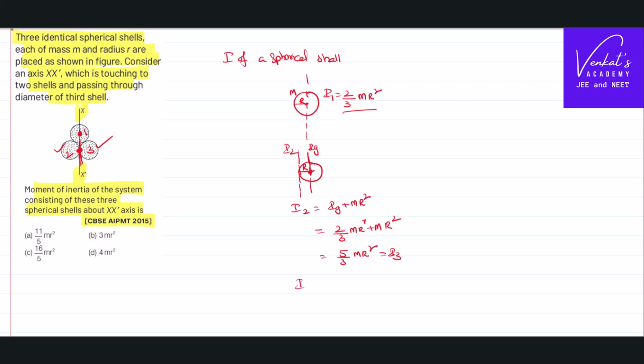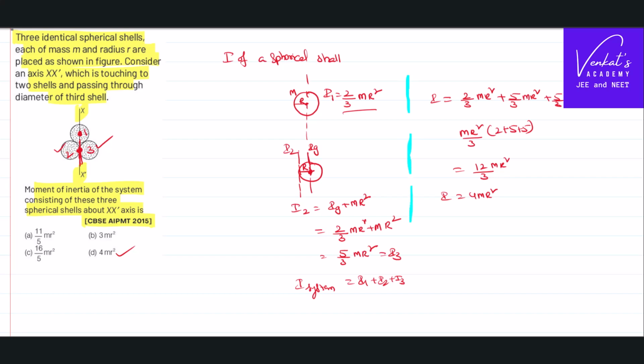So the total moment of inertia of the system is I1 plus I2 plus I3. How much is that? I1 is 2 by 3 mr square, I2 is 5 by 3 mr square, I3 is also 5 by 3 mr square. Taking mr square by 3 common, 2 plus 5 plus 5 is 12, so 12 mr square by 3, that is 4 mr square. So the moment of inertia of that system is 4 mr square. That's how we solve the problem.